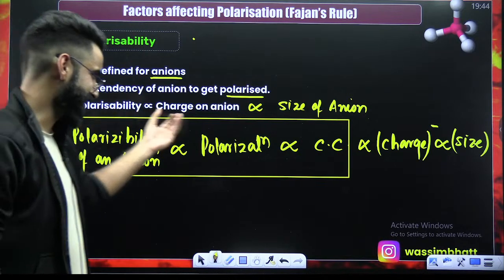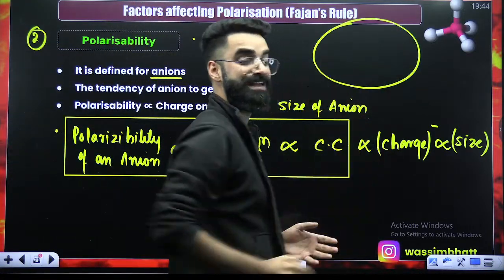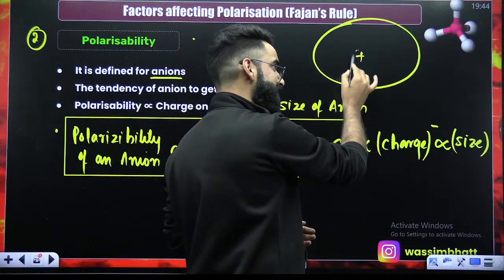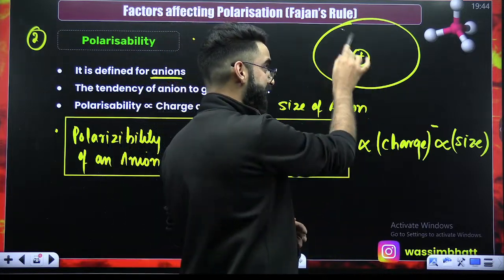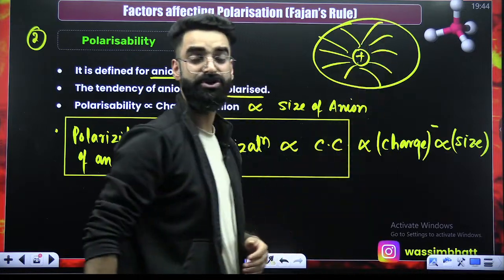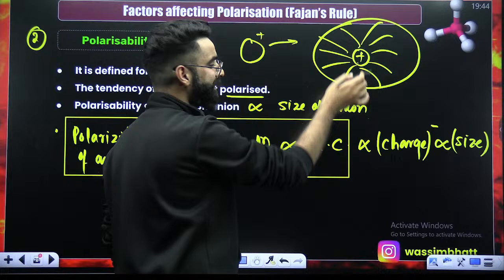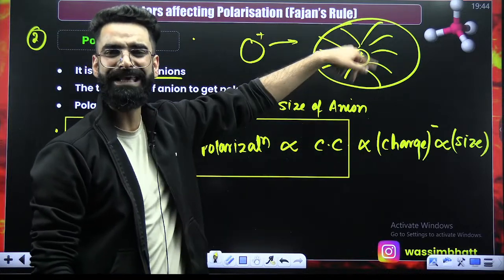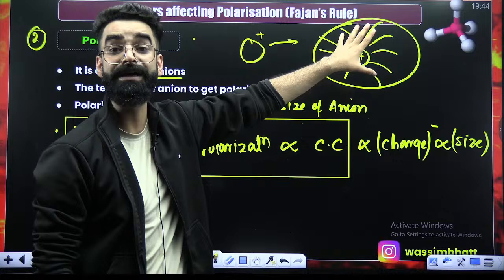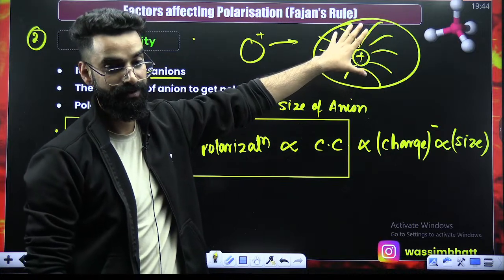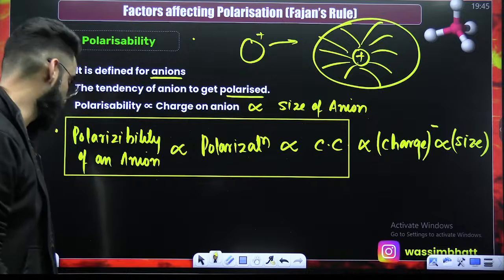Okay? So guys, it's evident. The more the size of the anion, if the anion is bigger sized, the nucleus of the anion cannot hold its electron density firmly towards it. So this electron cloud can easily get distorted when the cation approaches it. And if the electron cloud easily gets distorted, you can clearly say its polarizability is more. Its tendency to get polarized is more. It has more tendency to distort its electron cloud. Simple. So remember this particular statement, it's super important.